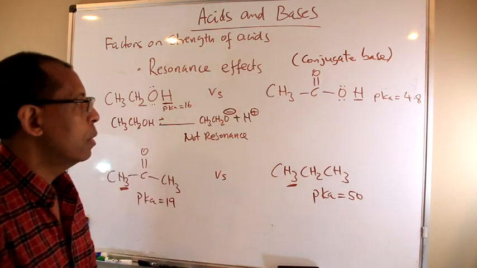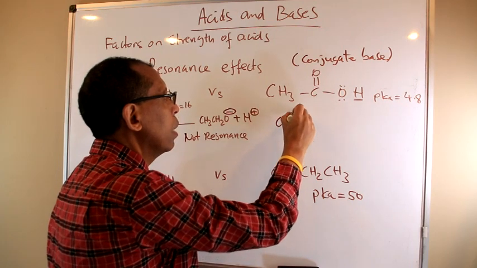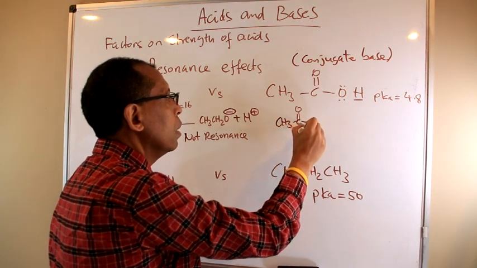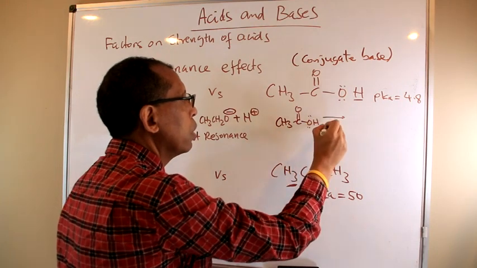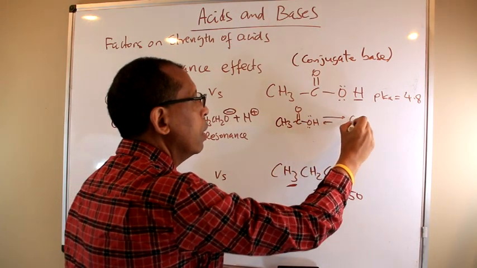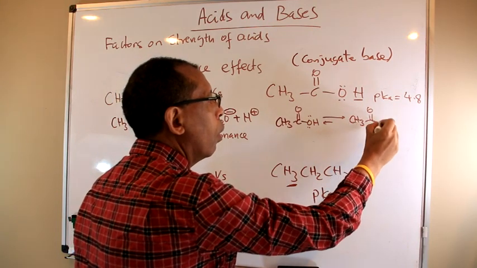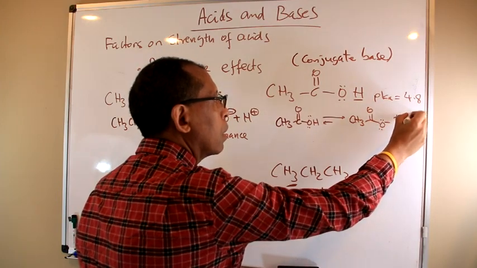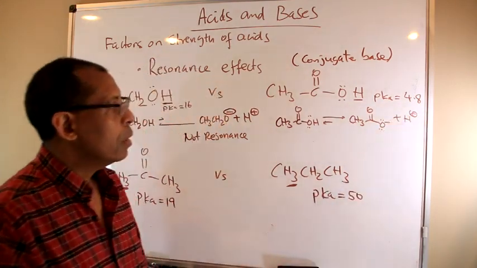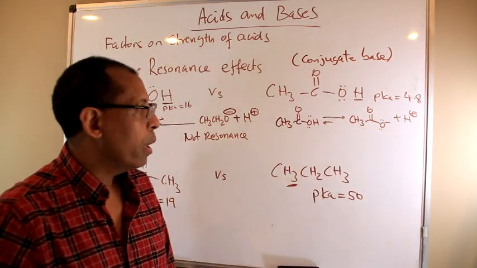Let's see this one. If you just dissociate this, similarly to what we did in the previous example, the equilibrium would shift like this, and you would have CH3COO minus plus H plus, the proton. If you see this, the conjugate base is this.